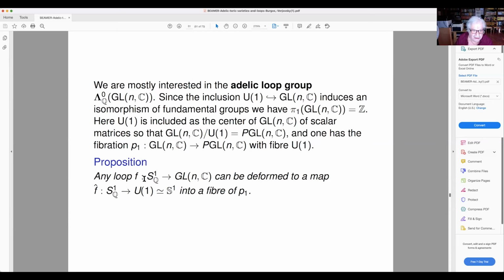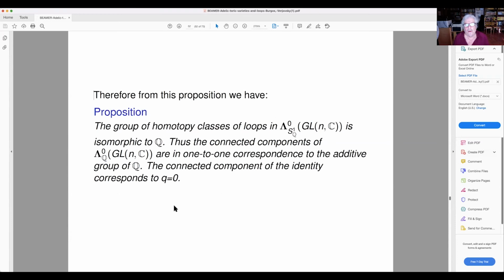And here we have this interesting thing. Any map from the solenoid to the linear group can be homotoped first to the unitary group and then to U1. Therefore, homotopy classes are in one-to-one correspondence with maps from the solenoid to S1. We know that is Q by the theorem of Schaeffer, because homotopy classes are represented by homomorphisms, so I can talk about characters. I can replace any horrible map by a beautiful thing, which is a character. And this is the proposition: the group of homotopy classes of loops is isomorphic to Q, and thus the connected components are in one-to-one correspondence with the additive group Q.